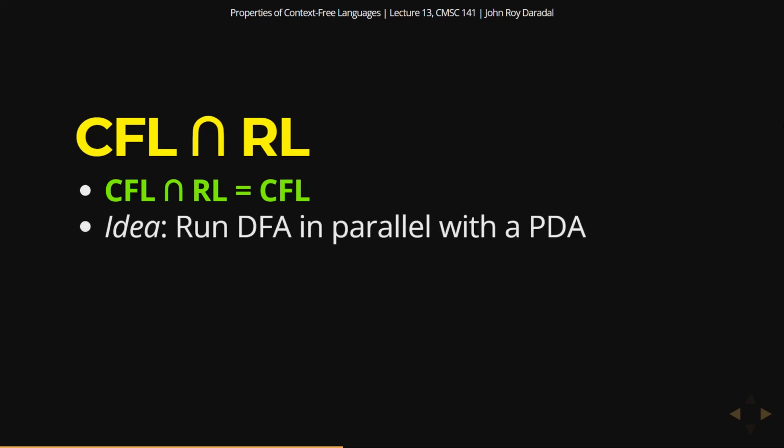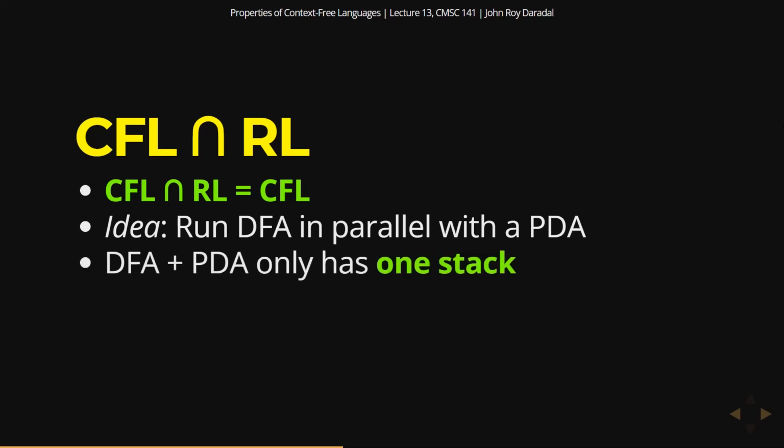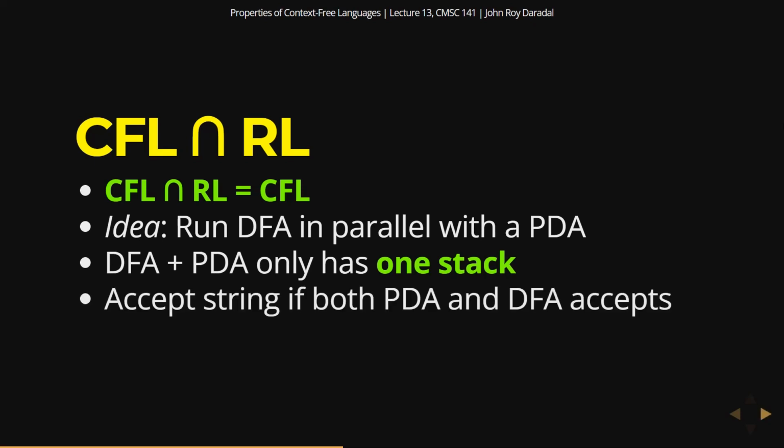However, if you were to take the intersection of a context-free language and a regular language, you can do so. Okay? A CFL intersection a regular language will always be a context-free language. Why is that? Well, the idea is you run the DFA in parallel with the PDA. And this time you can do that because DFA plus PDA only has one stack, which is possible. Okay? So you can do that. So you'll run them in parallel and you accept the string if both the PDA and the DFA accept.